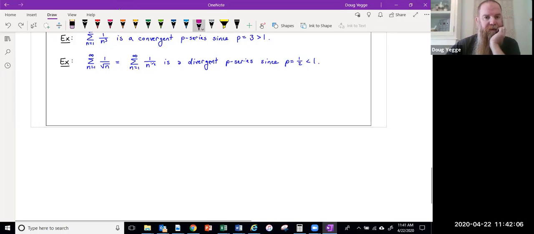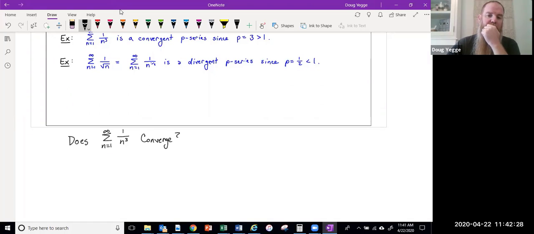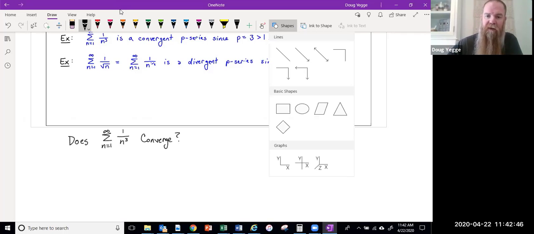So let's just go ahead and do an example of, does the sum from n equals 1 to infinity of 1 over n cubed converge? Now we could cheat and just say, well, yeah, it obviously converges because it's a p series where p is greater than 1. Great, and that is exactly what we are eventually going to do. But I want to demonstrate why this is true for this particular series by using the integral test.